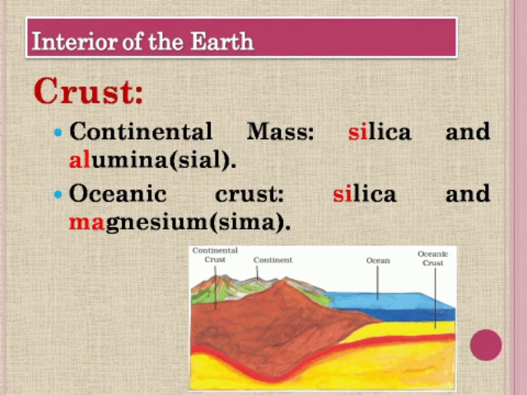This crust for the continental area can be up to 35 kilometers. For the oceanic crust it is 5 kilometers. The continental crust is made up of silica and alumina, so shortly we call it Sial. Then the oceanic crust is made up of silica and magnesium, so we shortly call it Sima.